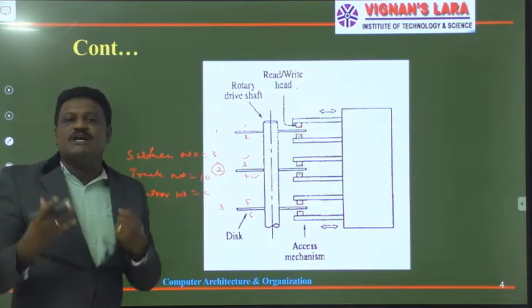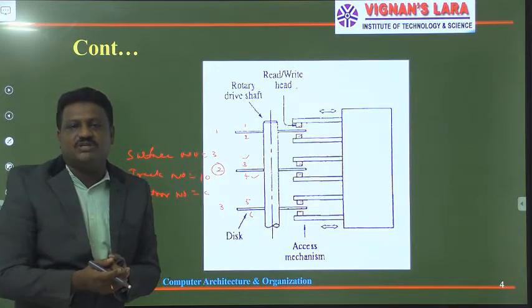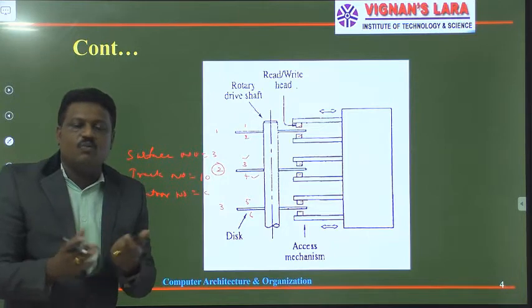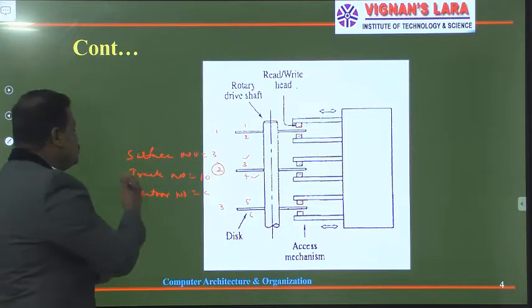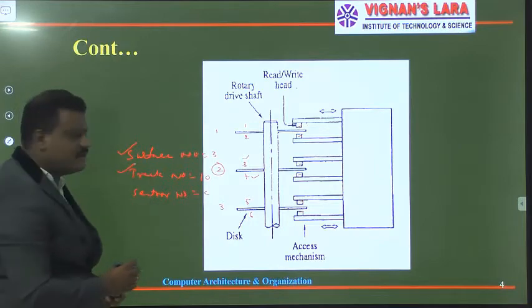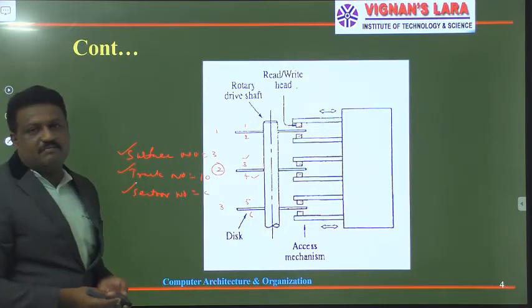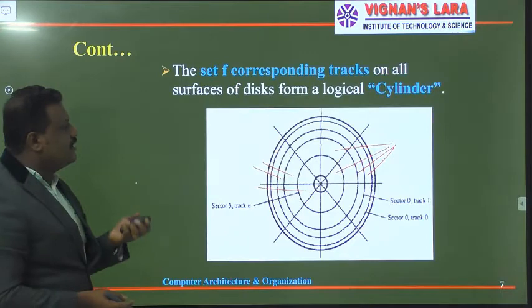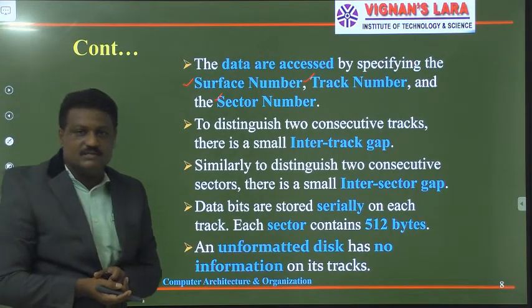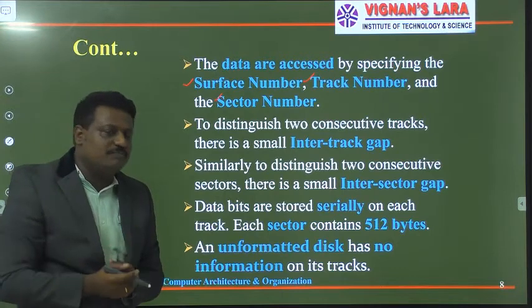That means if I want to access some information from any location of my disk, I have to mention the surface number, the track number, and then the sector number. If I mention these three, then only I can go and access the information from a disk. So you have to keep that in your mind.